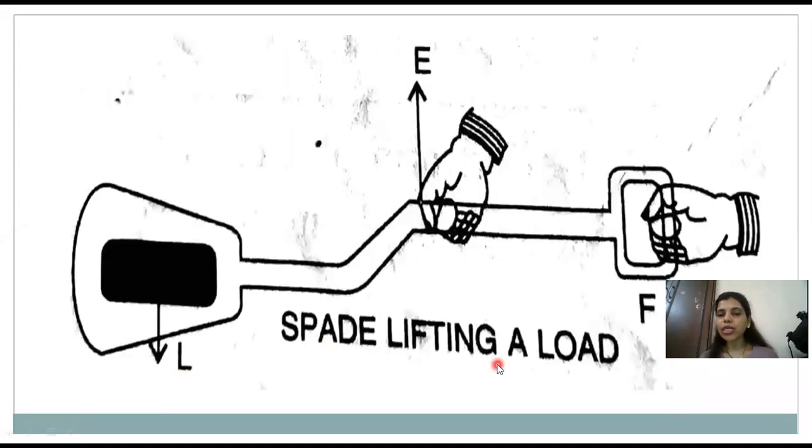Spade lifting a load. Again here you can see in case of spade lifting a load, the position of the load and the fulcrum. Again load arm is greater than the effort arm. Through this you can understand. So again for spade lifting the load, here also MA is going to be less than 1, and that's why it is gain in speed. Okay, now we go to the next.